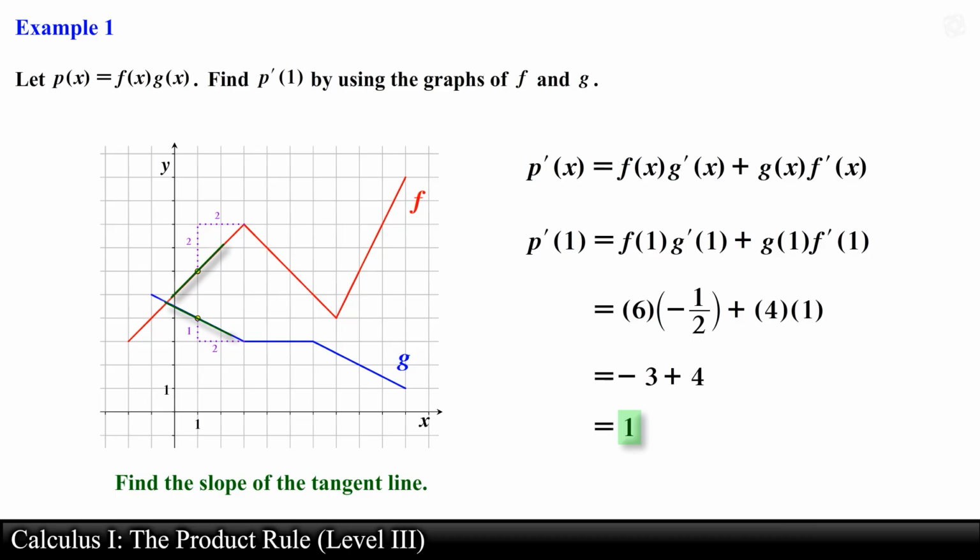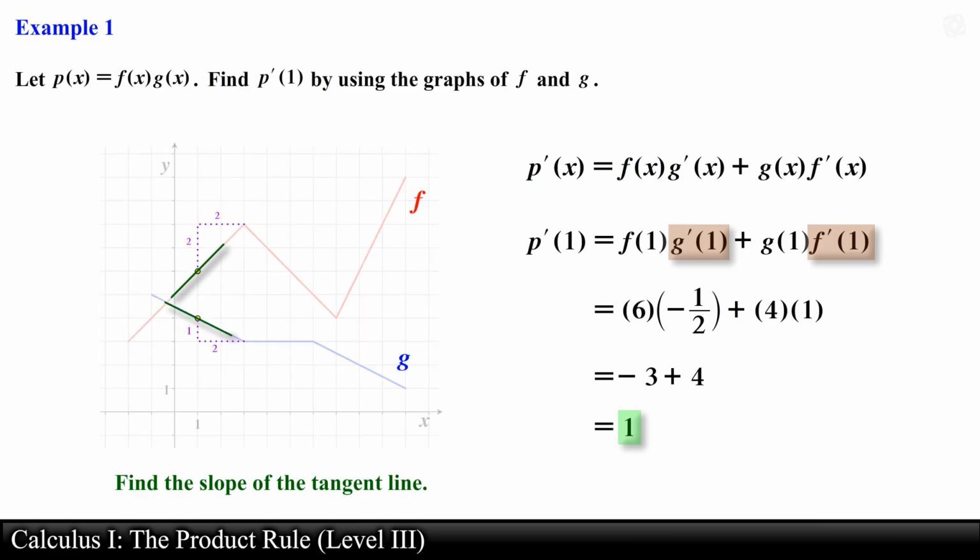This problem is testing a couple of things. First, it is testing to see if you understand the product rule. Second, it is testing to see if you understand what g of 1 and f of 1 represents. In this case, they are just the y-coordinates on the respective graph at x equals 1. Lastly, do you know how to find g prime and f prime by using the geometric definition of the derivative? Remember, it is just the slope of the tangent line at any given point on the function.